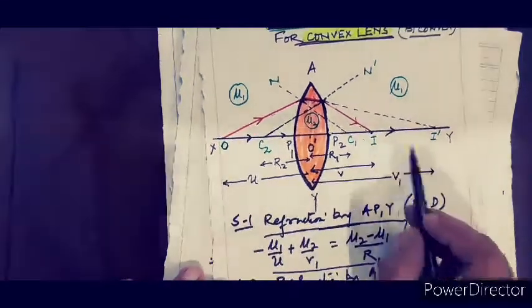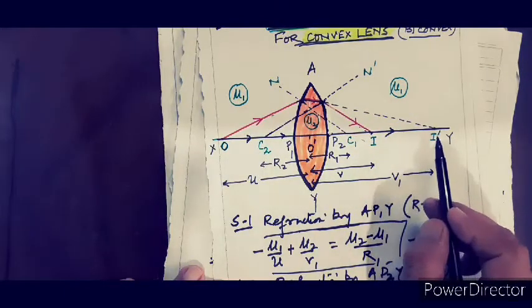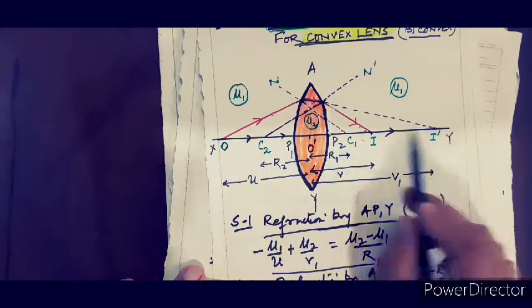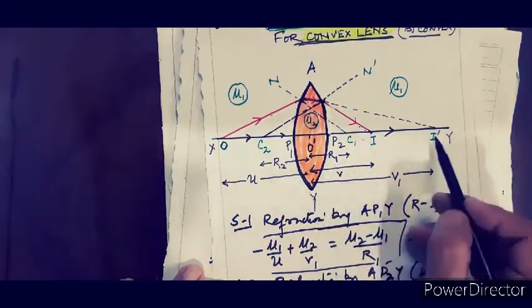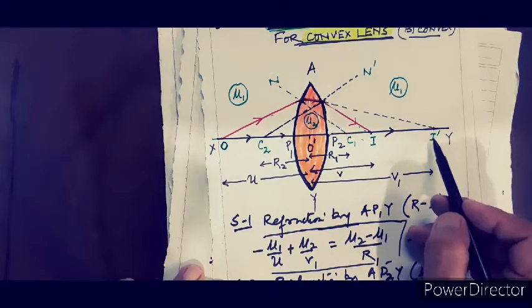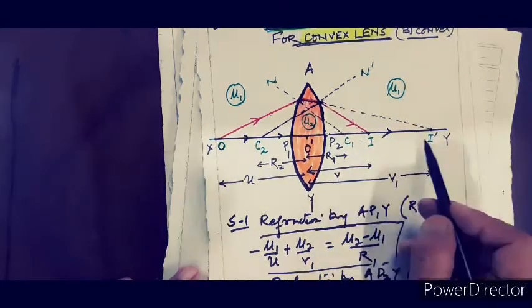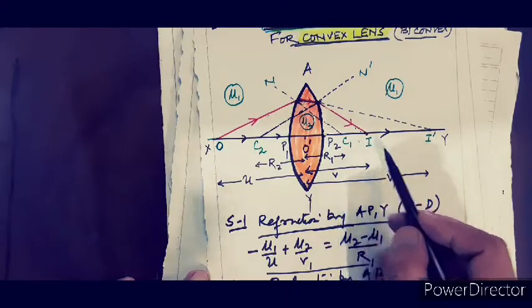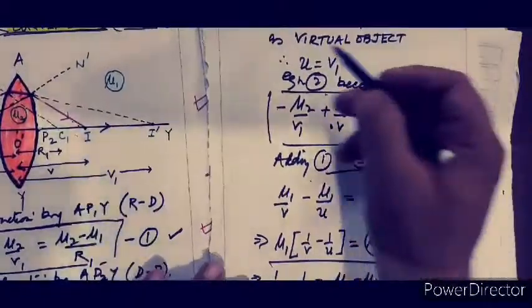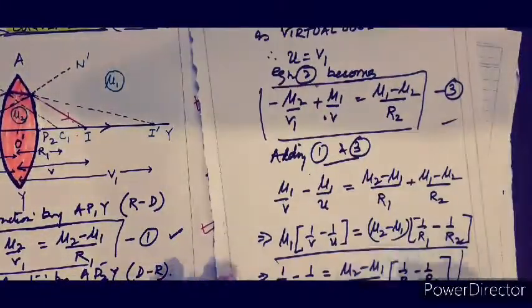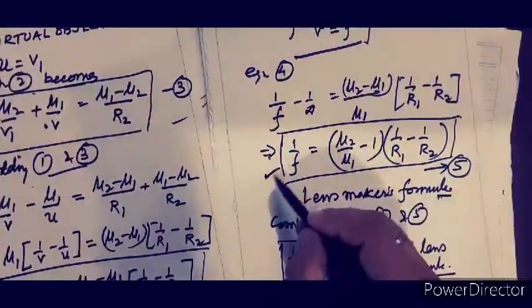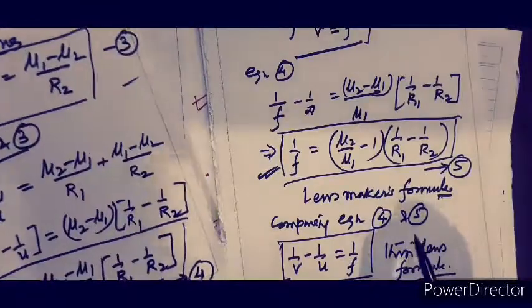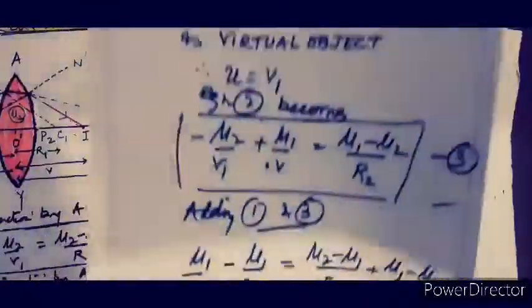We are using, only thing is that you have to remember I dash acts as a virtual object for the second surface, and I is the final image. And then you have to just go through this expression and the calculation, simple. Okay, and finally this is the Lense-Maker formula, this is the thin lens formula for the condition.